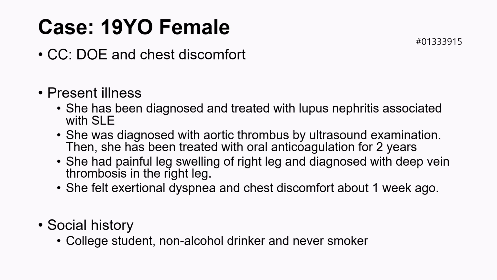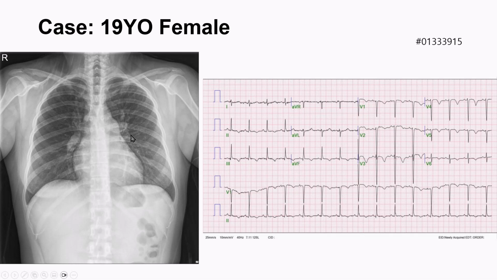She is a 19-year-old female with exertional dyspnea. She had been diagnosed with and treated for lupus nephritis associated with SLE. She was diagnosed with aortic thrombus by ultrasound examination, then treated with oral anticoagulation for 2 years. She had swelling of the right leg and was diagnosed with deep vein thrombosis in the right leg. She developed exertional dyspnea and chest discomfort about 1 week ago.